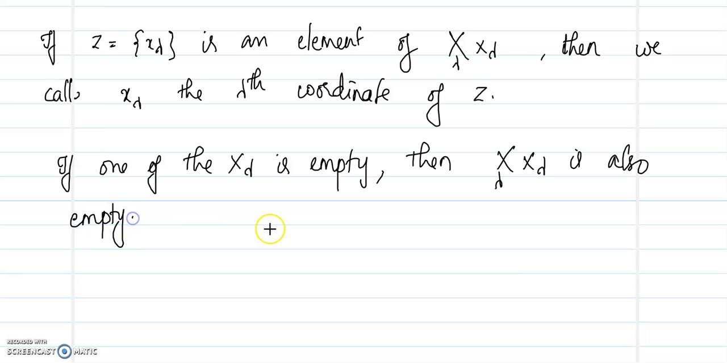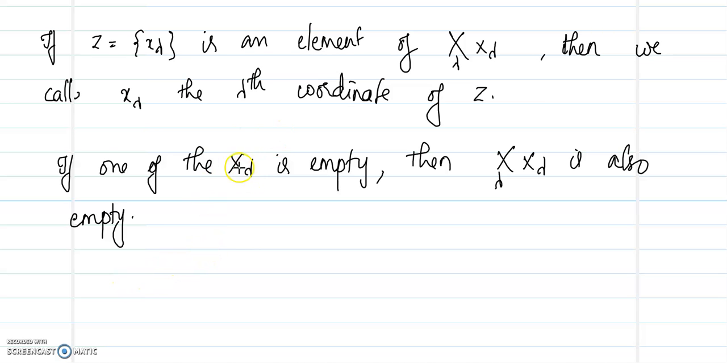The axiom of choice can also be stated using direct products. So let us look at the axiom of choice. Here we have seen the statement that if one of the X lambda is empty, then the direct product is also empty. So the converse statement is: if none of the X lambda are empty, then the direct product is not empty.